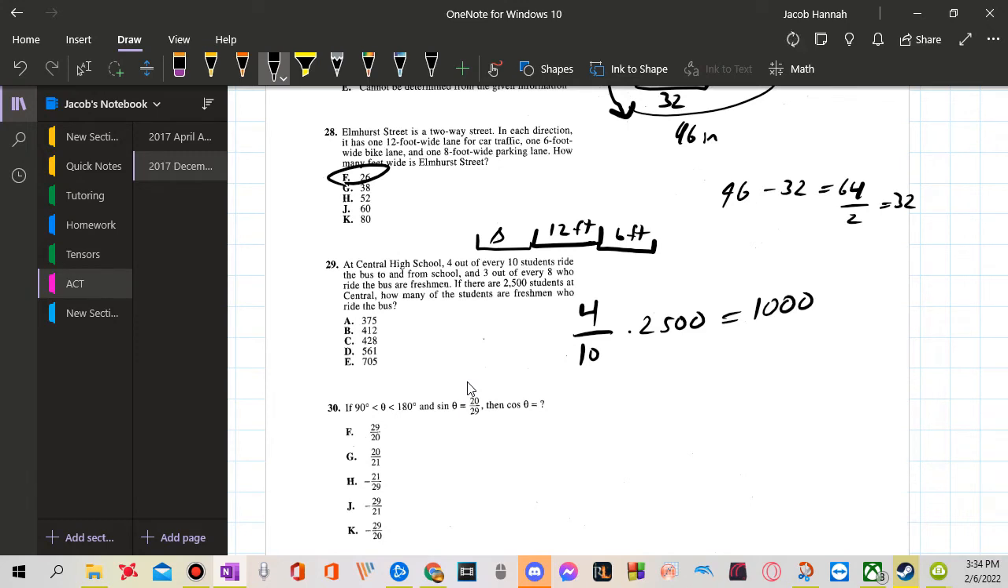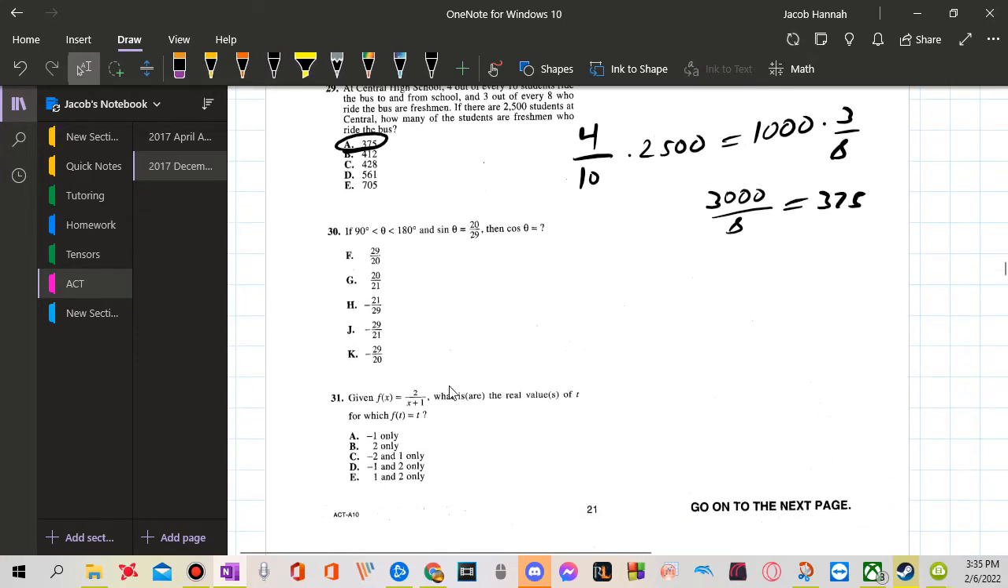Now, if 3 out of 8 who ride the bus are freshmen, so 3,000 divided by 8, that's, let's say it's under 400. Alright, well, the options are only one, so this will be 375. Alright, so 29 is A. Cool. That's how you deal with these probability-like questions.